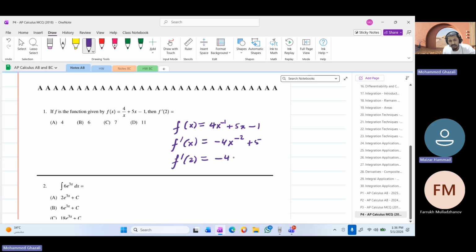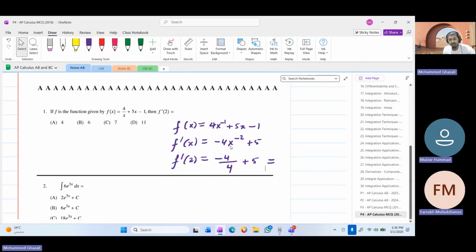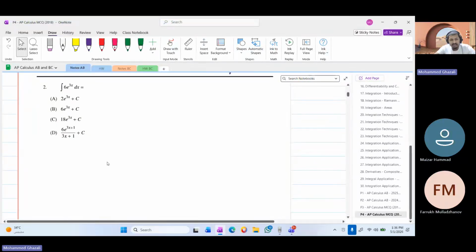So minus 4 times 1 over 4, plus 5, because 2 to the power minus 2 is 1 over 4. So you just put minus 4 over x squared, and then you evaluate that. 2 to the power of negative 2 is 1 over 4. So minus 1 plus 5 is 4. My bad, it is 4. Right, excellent. Let's integrate this.